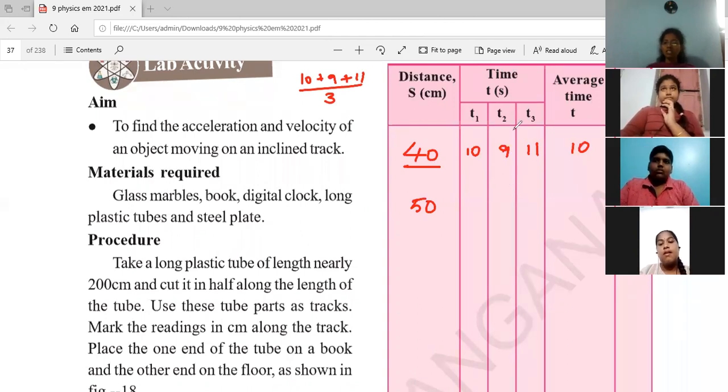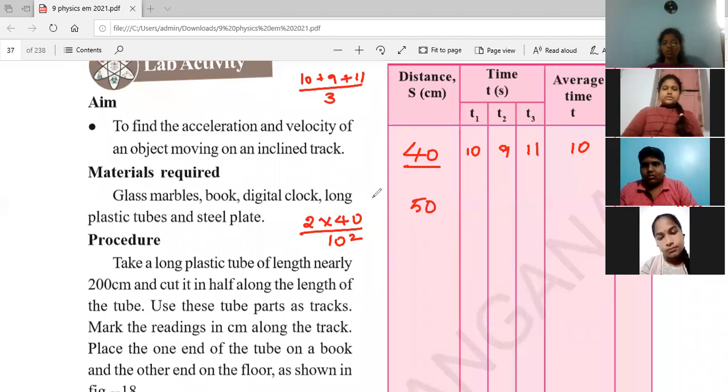Okay, then 2s by t square. 2 into 40 by 10 square. 80 by 100. Tell me. Tell me fast.